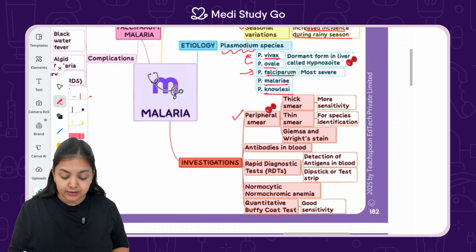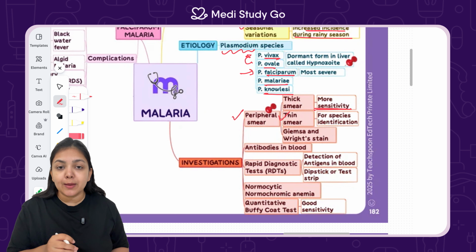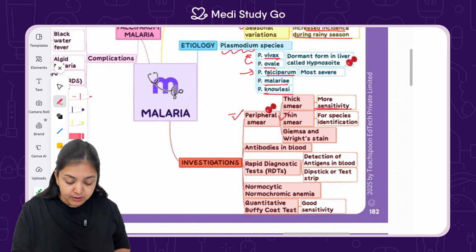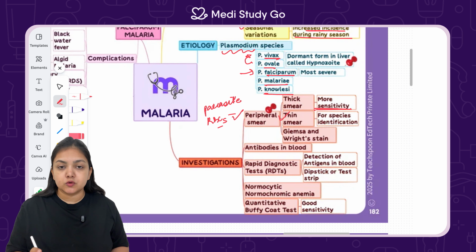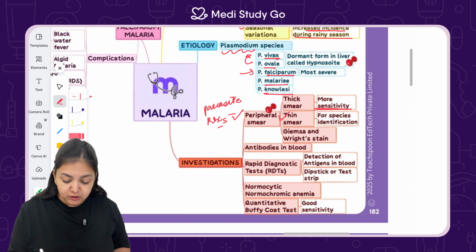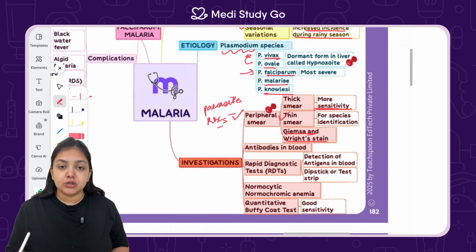But in the thin smear, you can actually visualize which type of species of the parasite is present in the cell, because peripheral smear reveals the parasite to be present inside the RBCs. Therefore, this is going to be of diagnostic nature. Then Giemsa or Wright stain can be used to stain the peripheral smear and visualize whatever we are looking for. Now, antibodies in the blood can be present against the infection, which is also indicative of the infection, but a specific test will be required to rule out what is the infectious agent.